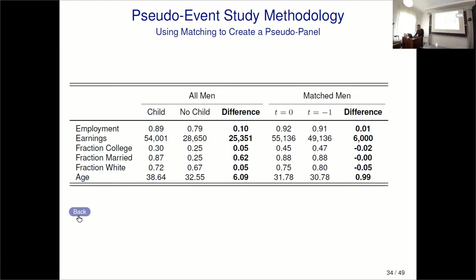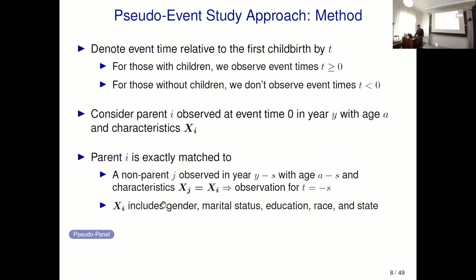Do you match them on income characteristics as well, or only on the other stuff? I match only on these things here. Yeah. And I'm going to show you some graphs later that indicate that this is sufficient.